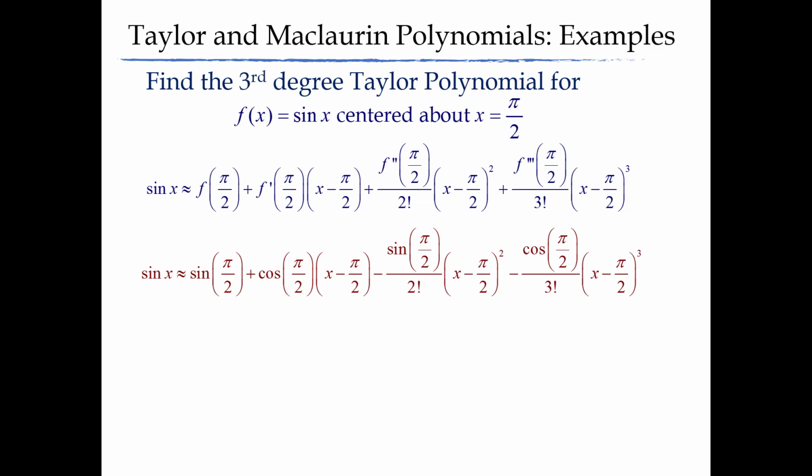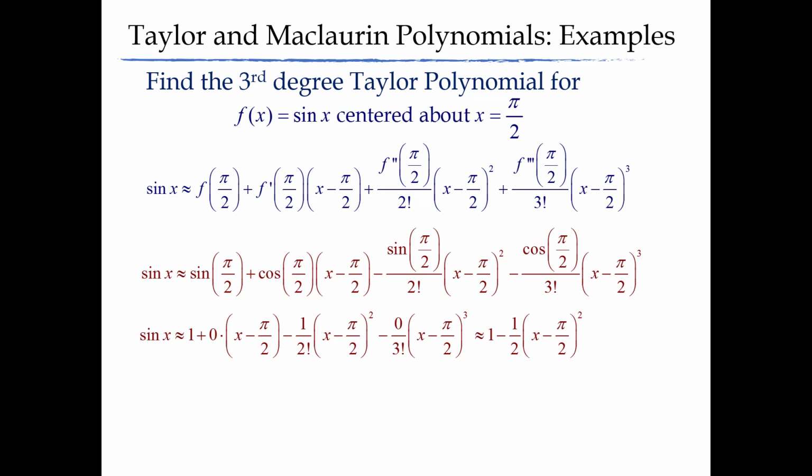If you do so and substitute in pi over 2, we're going to get the following. We'll get 1 plus 0 minus 1 over 2 factorial times x minus pi over 2 squared minus 0. And this will give us 1 minus 1 half x minus pi over 2 squared. Now, I did ask you to find the third degree polynomial, and this is the third degree polynomial. It just happens that our third degree term is 0. So this part of it becomes 0.